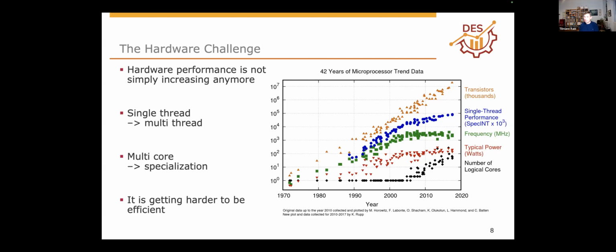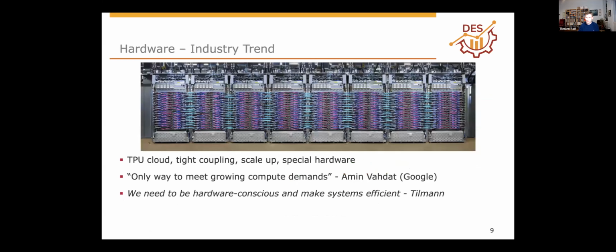Now we need more specialization. And having more specialization means we have more specific kinds of processors. And this also means we really need to be hardware aware in order to make use of this. And this is not something that I'm just coming up with, but this is also something we see in industry. If we look at Google, for example, they will say, well, we really need this tightly integrated scale-up special hardware in order to stay efficient. This is really the only way in which they can meet their growing compute demands.